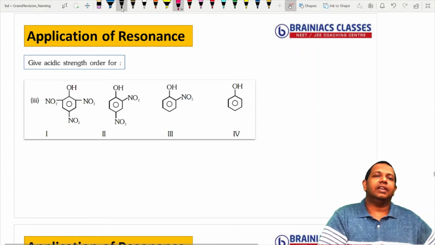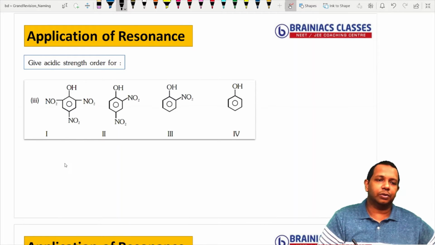Okay, let's see. Now I'm taking the first species. Again, acidic strength you need to compare. So take the compound and remove the H plus. So you will get O minus, and you have NO2 group at ortho position, and you have another NO2 group at para position, and you have another NO2 group at ortho position.